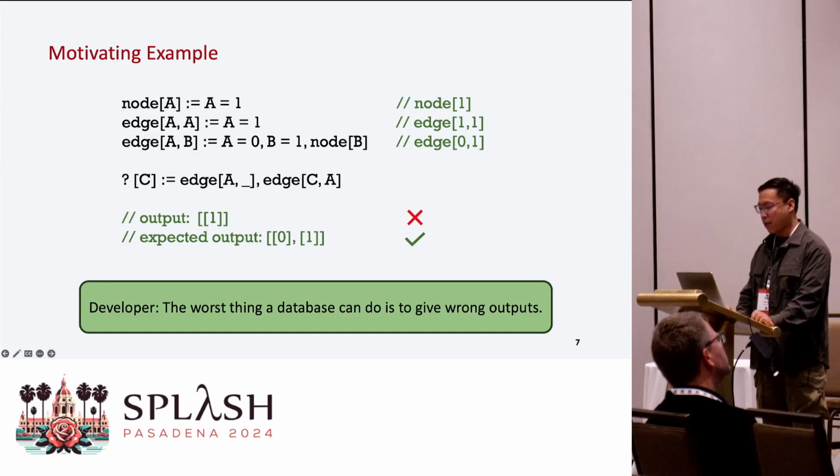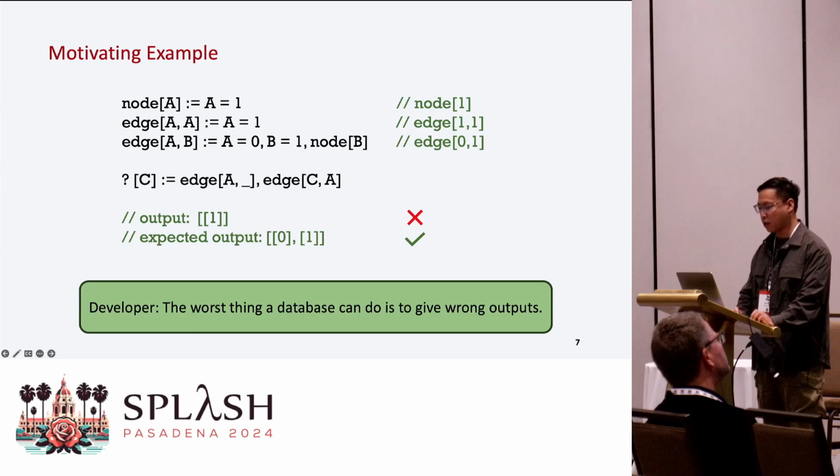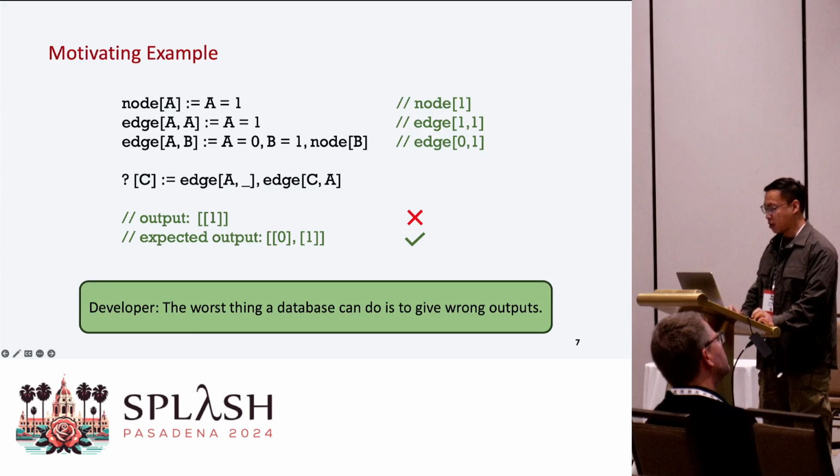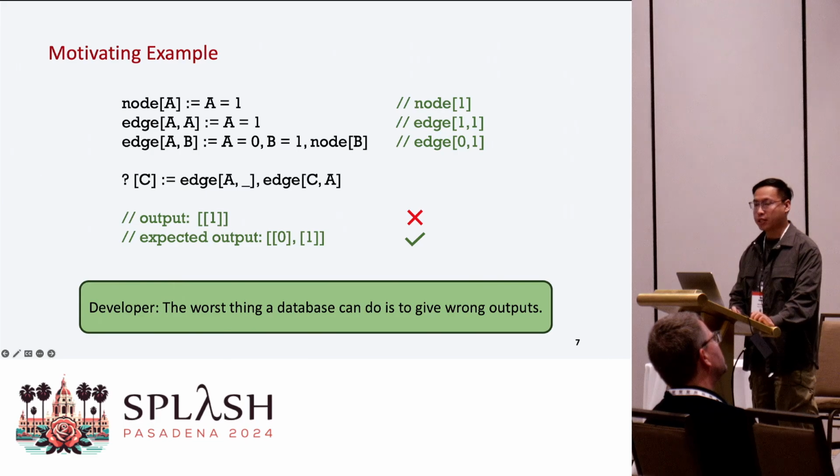The developer of CozoDB gave us feedback that the worst thing a database can do is to give wrong output. This bug was caused by an error in the semi-naive algorithm, which is a bottom-up evaluation strategy.